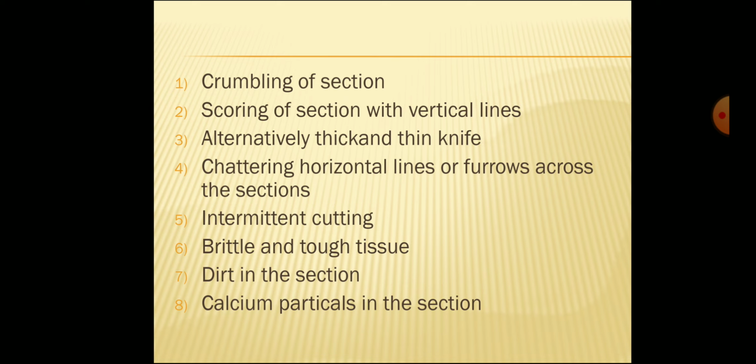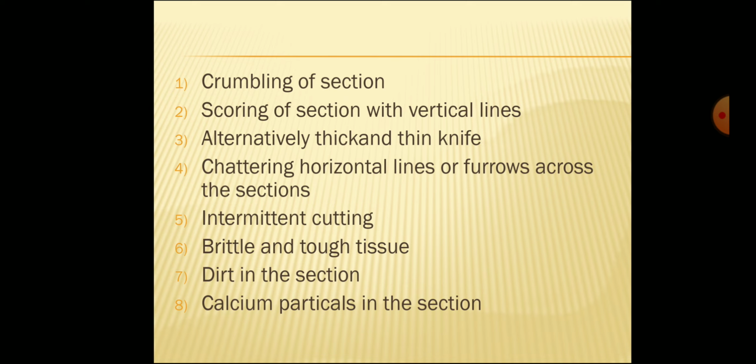becomes proper. The next problem in section cutting is intermittent cutting, on and off cutting. This type of problem is also due to imperfect setting of the knife. To improve such a problem, we can increase the tilt of the knife and arrange its angle, the edge becomes sharp and we can solve such a problem.